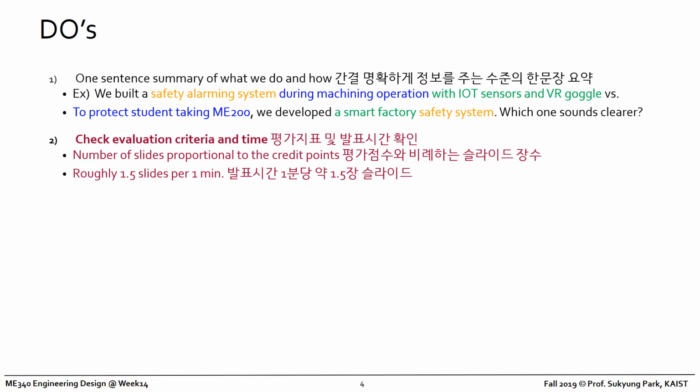I see some students making 40 slides when they are giving a 12 minute English presentation. Well, it depends on how you make the slides, but I wouldn't recommend making so many slides for such a short presentation. So I would roughly recommend 1.5 slides per minute. If you're given 12 minutes, it's going to be approximately 18 slides.